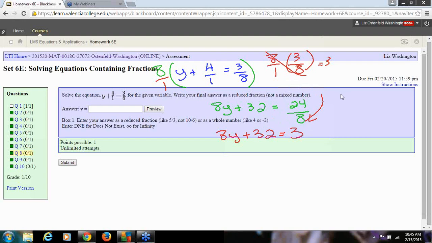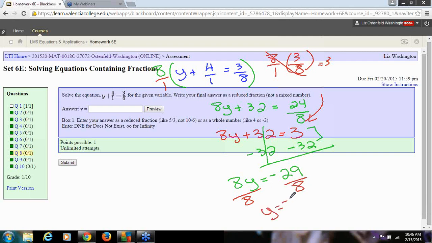So then to get 8y by itself, I'm going to subtract 32 on both sides. Okay, so I get 8y equals, and again, these are opposite signs, so I'm not going to add them. I'm going to subtract them and get 29, and I take the sign of the highest number. And then the last but not least step to get y by itself is to divide by 8. My y is going to equal negative 29 over 8.